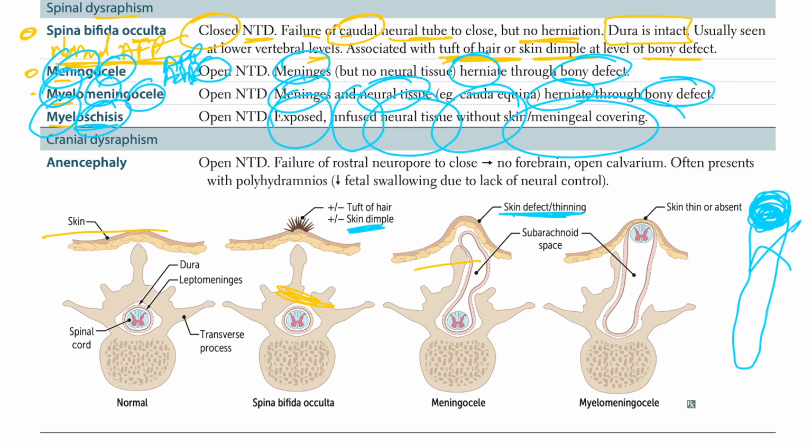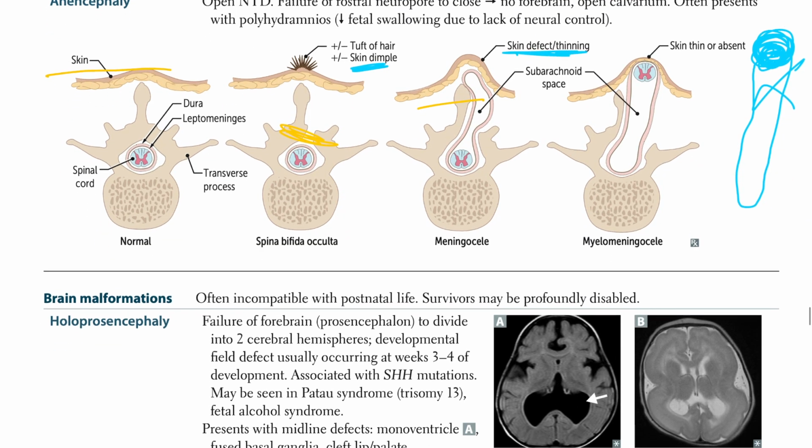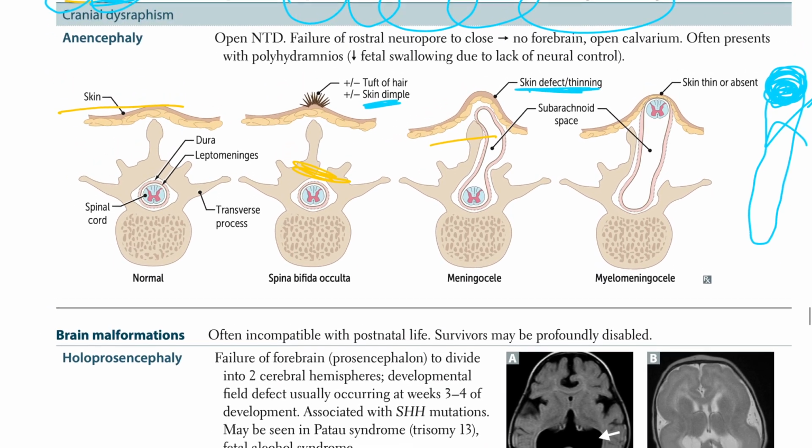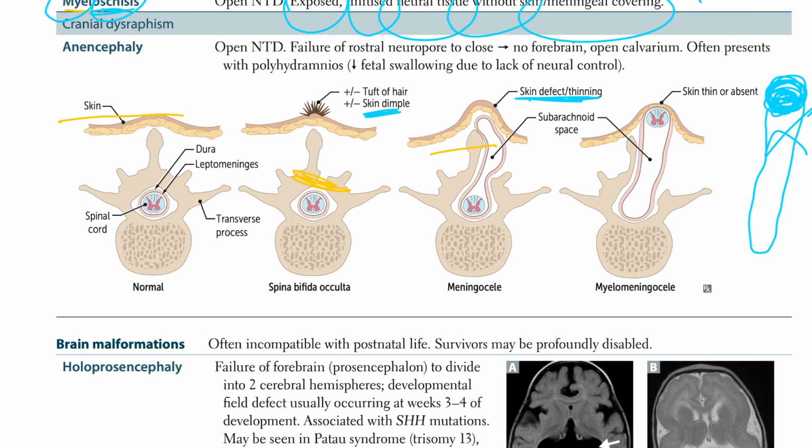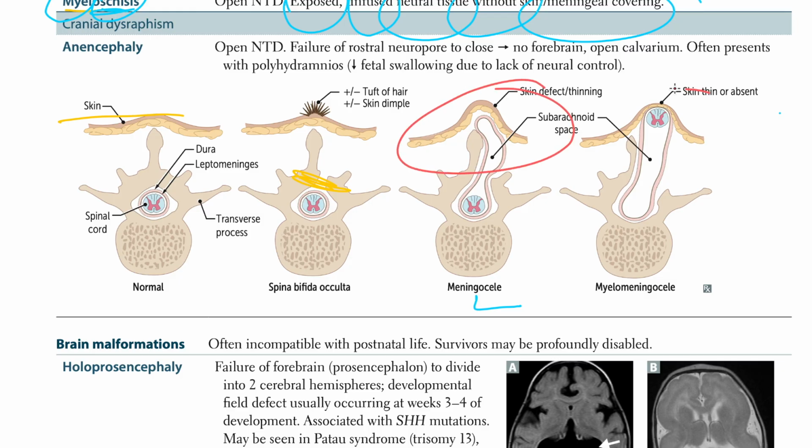And that is what we have. Now, here, what we also are going to see is that these two things will present as a cyst. So these two guys are going to present as cystic mass at the lower vertebral level. Cystic mass.